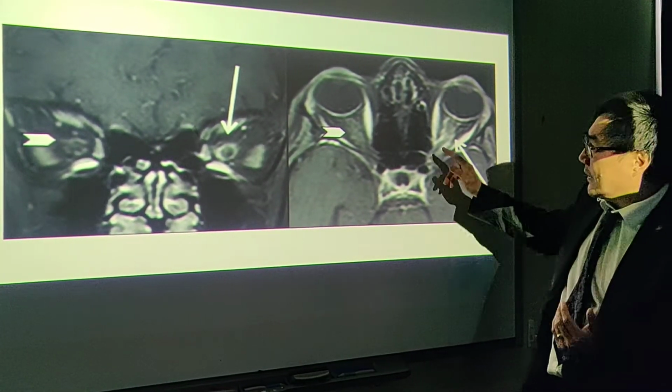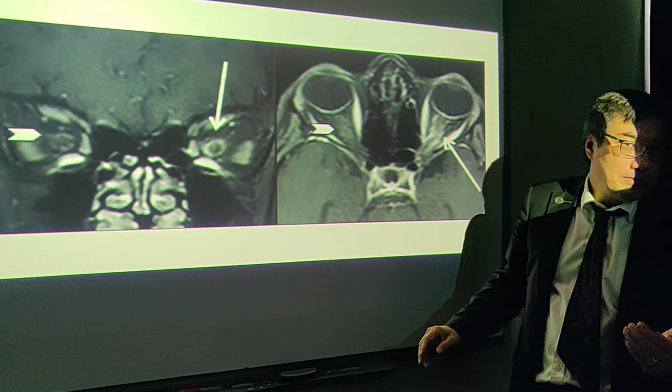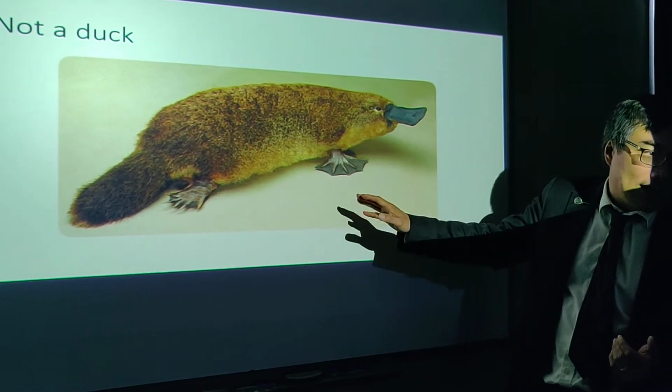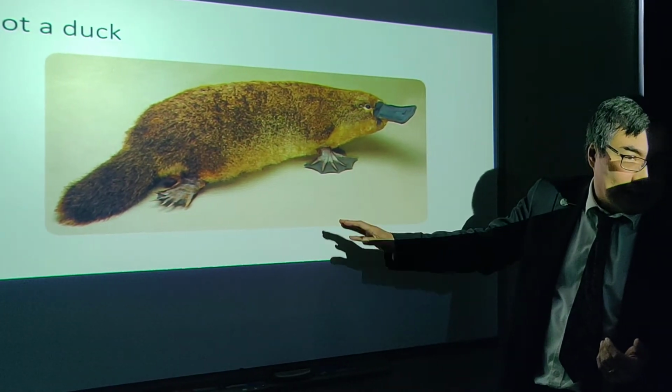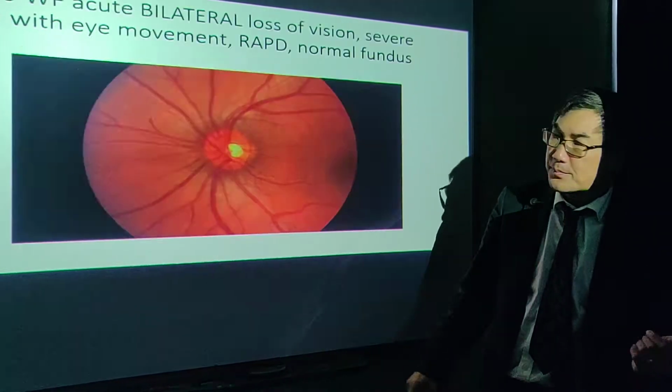And in the chronic setting, the most common sheath tumor is sheath meningioma. So that would be not a duck. So it's got to quack like a duck, look like a duck, and fly like a duck. Typical optic neuritis enhances in the parenchyma, not the sheath.